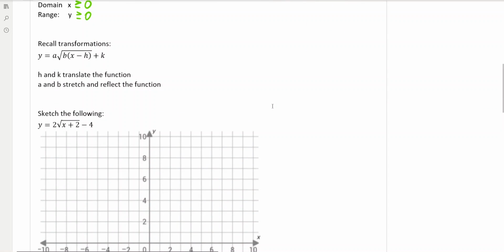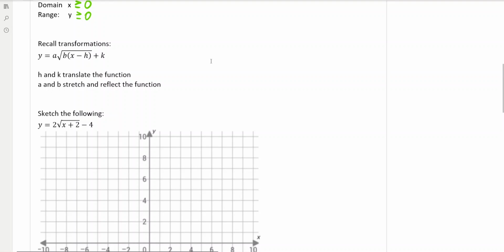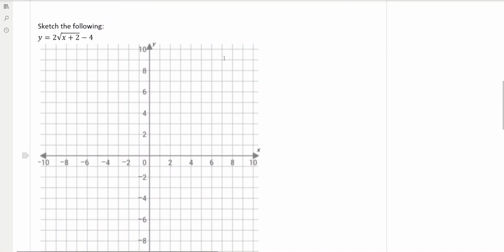Now, remembering transformations, we can use the exact same transformations: k and h as translations, a and b as stretches, and we can do the same thing to a radical function. So h and k translate, a and b stretch and reflect. Let's try this right now. Again, the original equation goes through 0, 0, 1, 1, 4, 2, 9, 3.